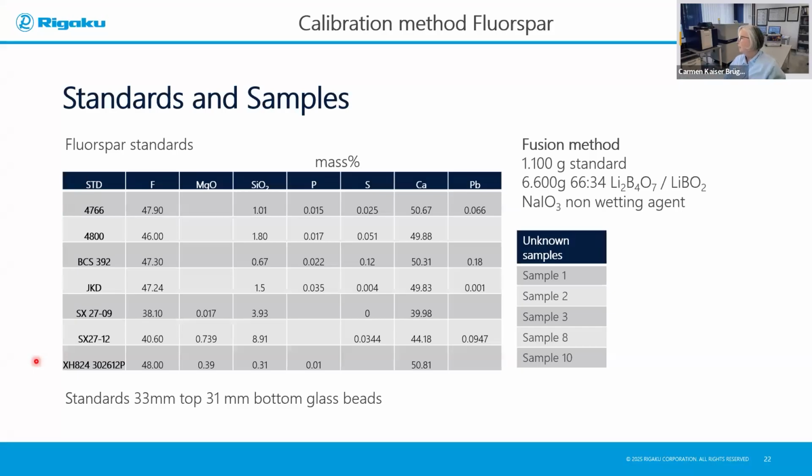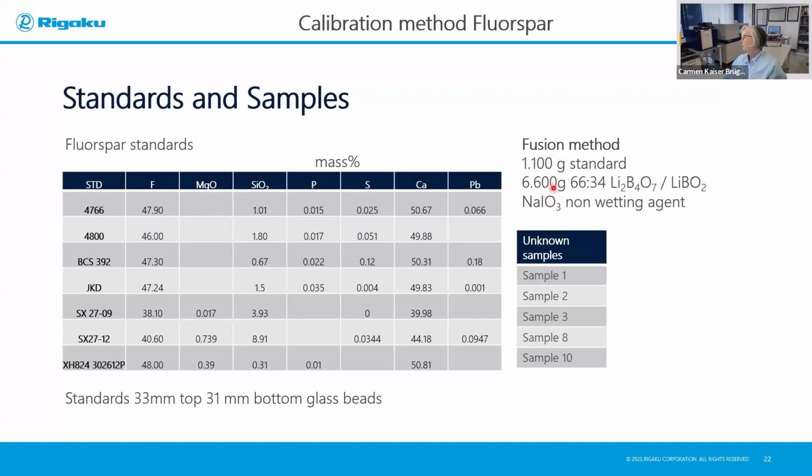So I already described the fusion method, and very briefly, I've just shown it here, what kind of flux we used. In this case, we used a mixture flux, which is far more conducive to dissolving the sample in this glass matrix or fusion matrix, yes? So the mixture flux shown here, the non-wetting agent that we used, and the amount or the ratio of sample or standard to flux.